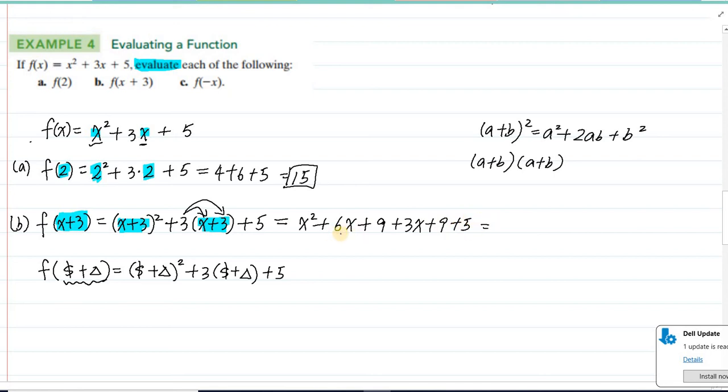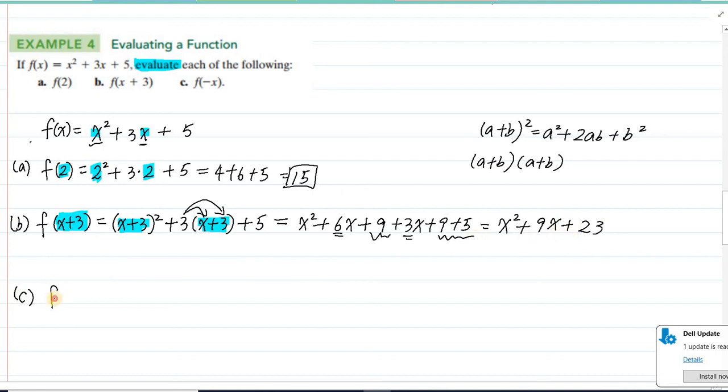Once we have this, we're going to collect like terms. We have the like terms here, we also have all the numbers here. So we're going to have x squared plus 6x and 3x, they're going to add together and give you 9x. And then we have the numbers 9 plus 9 plus 5. That will be 18 plus 5, that is 23. So that is your part B.